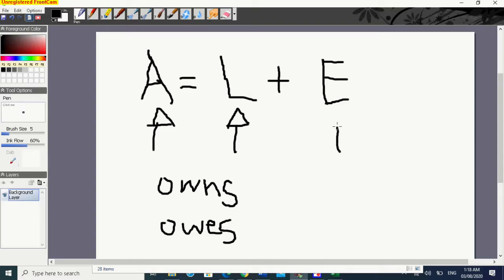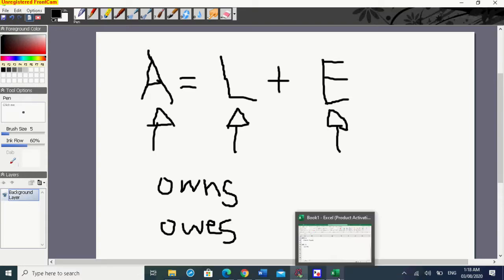Okay, then the last letter, E, that is equity. Equity equals assets minus the liabilities of the company. So in other words, that's the percentage that the owner owns in the company. I'll explain it in Excel so it would be easier.